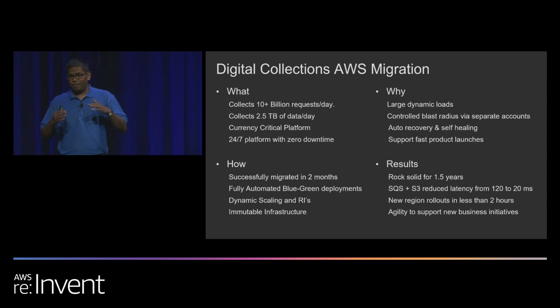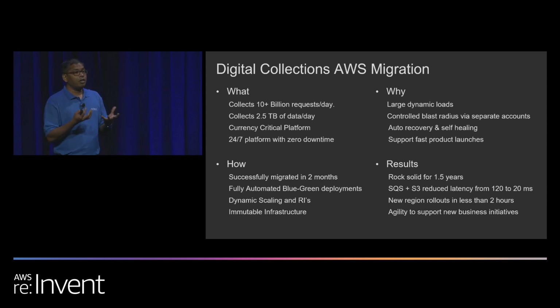During NFL, the traffic can go from anywhere between 60 to 120% in a matter of minutes. So we always need to have the needed number of servers running to process that dynamic load. So AWS was the obvious answer for that.